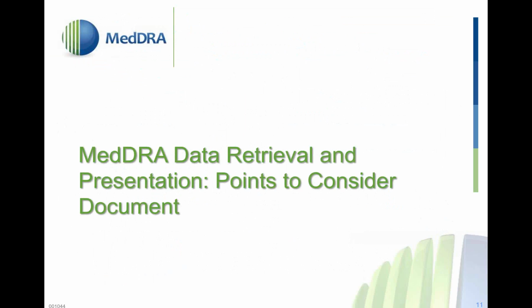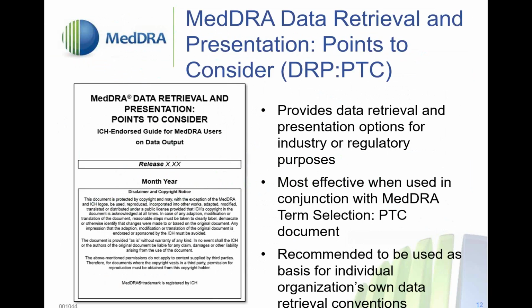So let's get started. Now, ICH did create an ICH endorsed guide for MedDRA users talking specifically to MedDRA data retrieval and presentation. We call them Points to Consider documents, or for short, PTC. And they do provide the options of use for the industry or regulatory purposes. They are best used in conjunction with the other ICH endorsed guidelines, the other PTC documents, which are for MedDRA term selection. MedDRA term selection basically means MedDRA coding, because when you are coding in MedDRA, what you are doing is you are selecting a term within MedDRA that best matches your source verbatim.